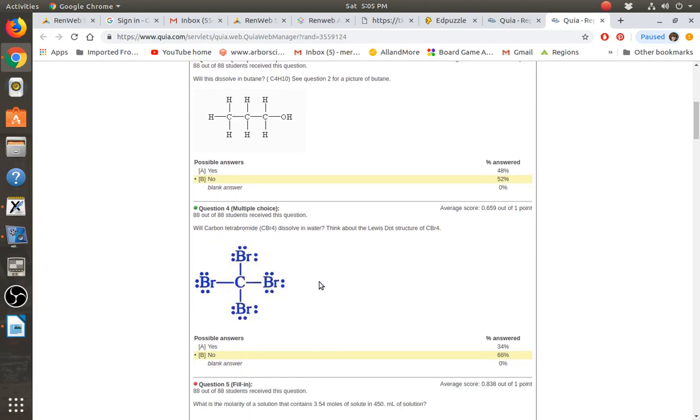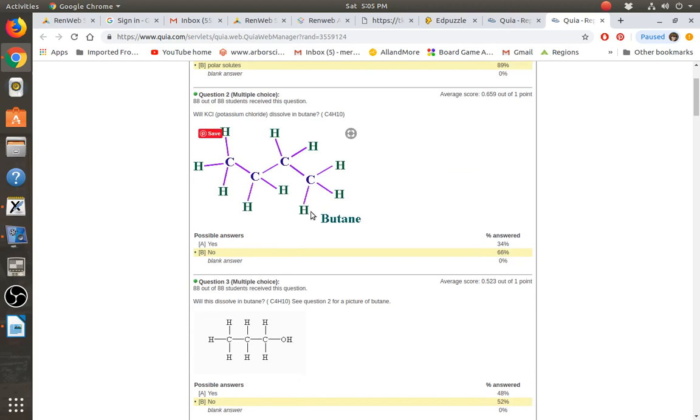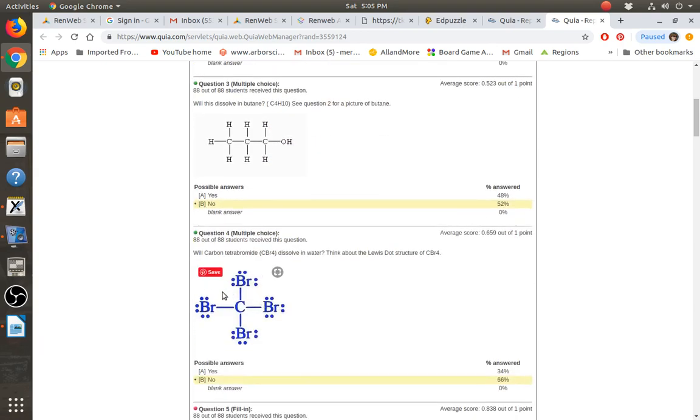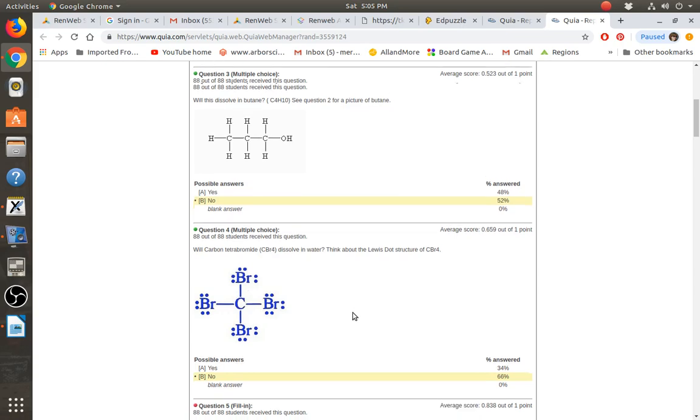This is carbon tetrabromide. Again, it looks the same all the way around. So it's nonpolar. So it can only be dissolved by another nonpolar thing. So this could be dissolved by butane, because butane's nonpolar. But it can't be dissolved by water, because water is polar. Water has a positive side and a negative side. That's one of the very special things about water. The hydrogen sides are positive, and the oxygen side is negative.